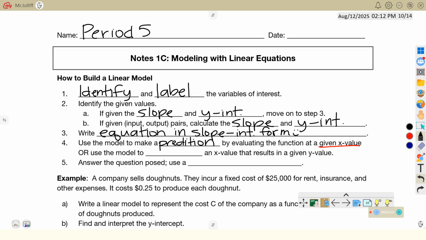Sometimes the other type of question is they're going to give you a y value and ask you to work backwards, meaning you know what the answer is. They want you to identify the input that makes it true. You have to solve the equation for x.